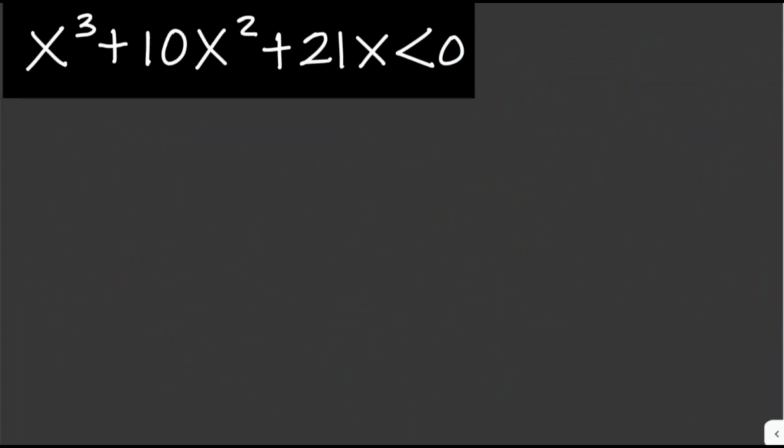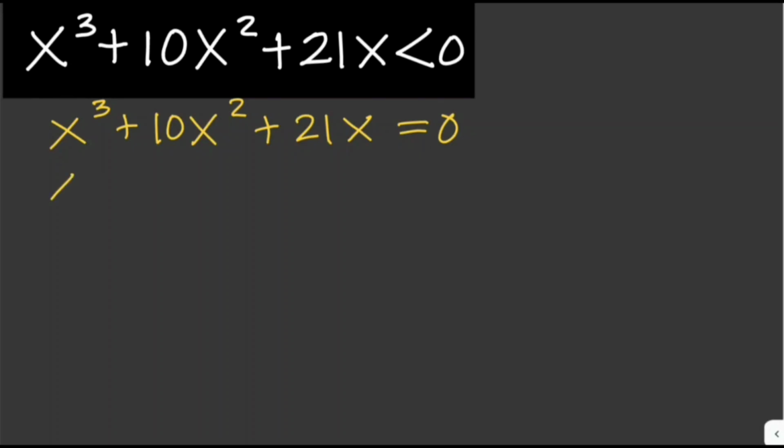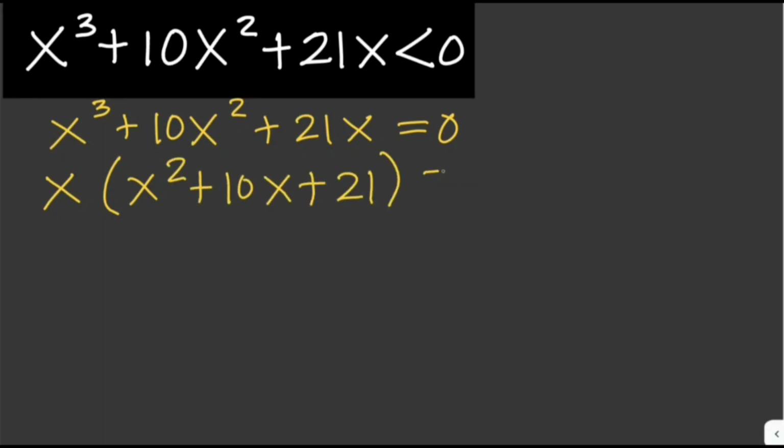Okay, x cubed plus 10x squared plus 21x less than 0. So let's equate this to 0 to find the critical numbers or the points that we will be interested in. So we can factor out x here. So we have x squared plus 10x plus 21 equals 0. And we factor this quadratic equation here. So look for factors of 21. When we add them up, it would equal positive 10, and when we multiply them, it will equal positive 21.